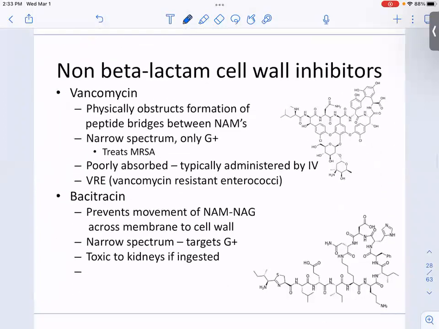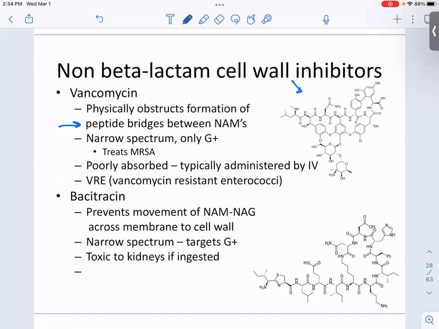All right, so still on cell wall inhibitors, there's a few that inhibit the cell wall in a different way. They're not beta lactams, so they don't bind to transpeptidases. They work in a little different way. Vancomycin. So here's a structure of vancomycin. Just this huge structure. It's actually a physical block. So it binds to that peptidoglycan and keeps those peptide bridges from forming. It's narrow spectrum, so it only works on gram positives. It's best known for usually being the drug of choice to treat MRSA.